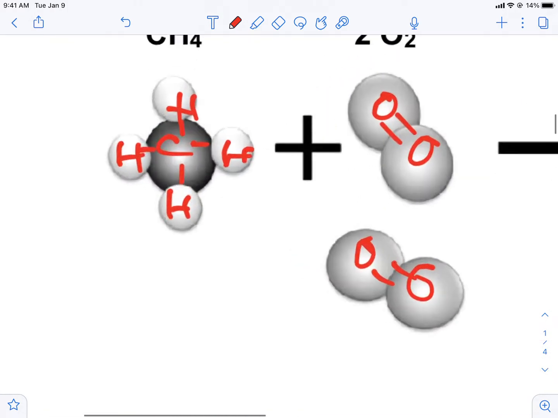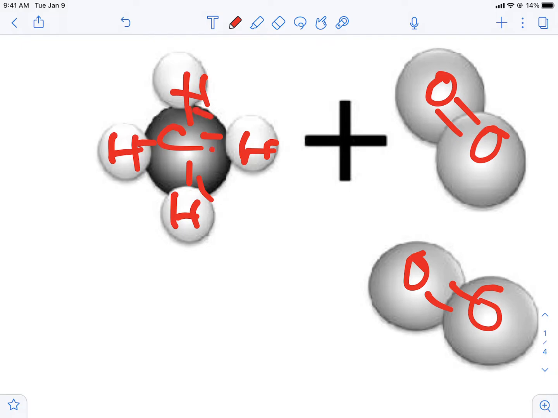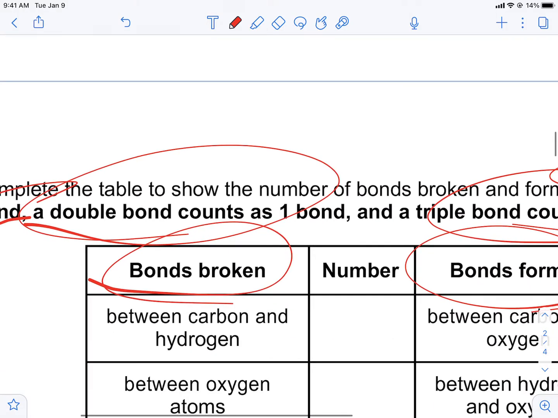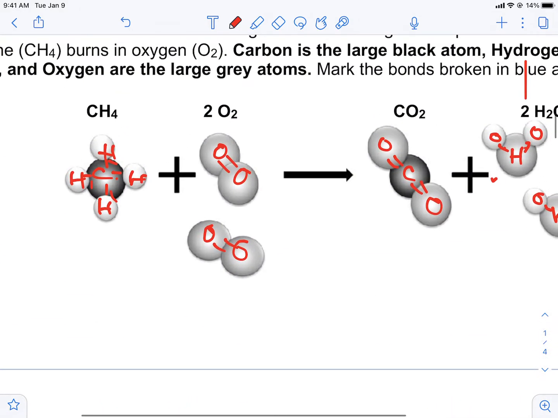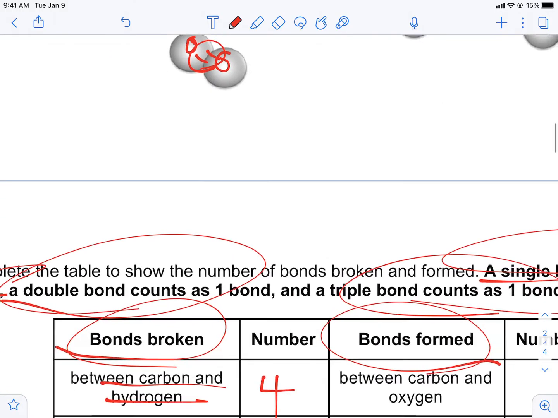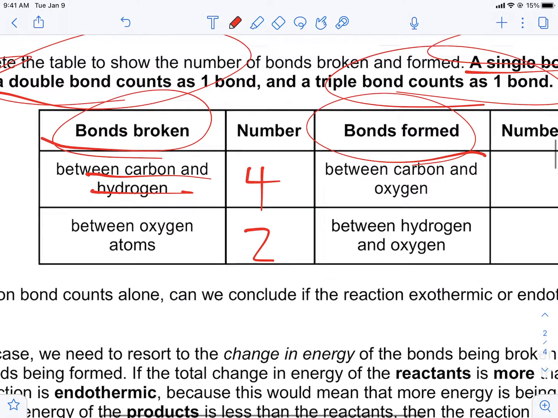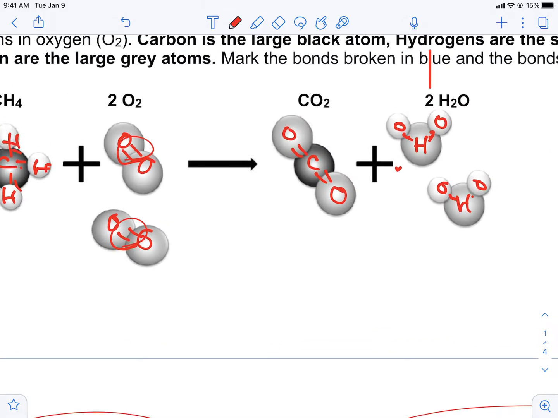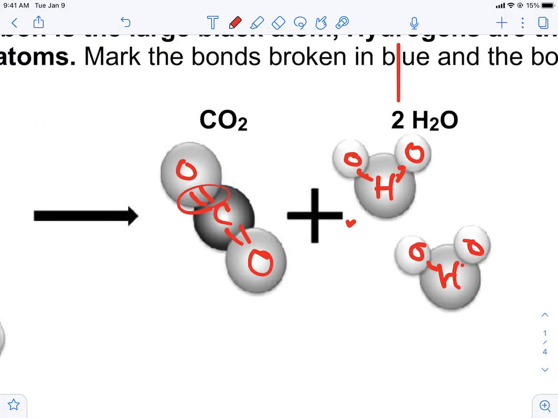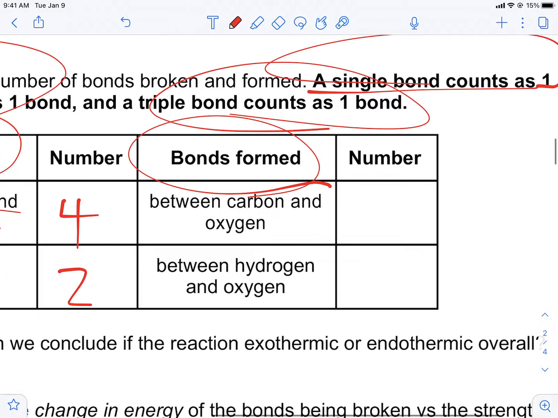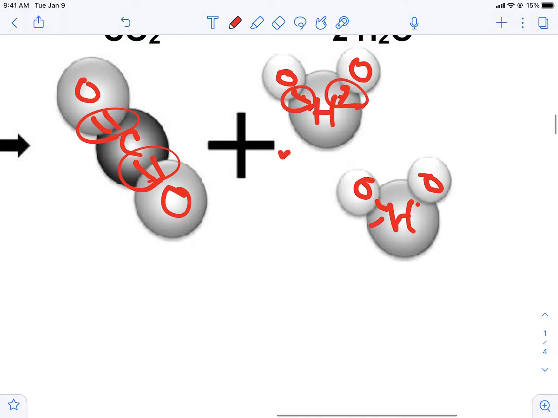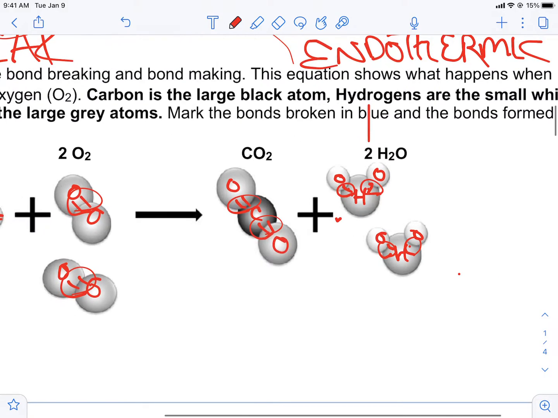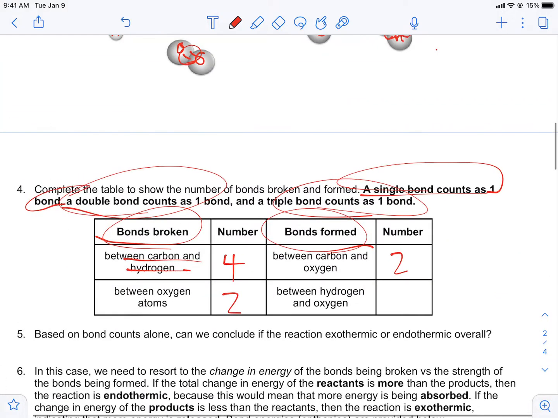So here we go. We've got 1, 2, 3, 4 bonds between carbon and hydrogen. So I put 4 bonds. Then between oxygen atoms, I have 1 bond and 2 bonds. So that would be 2 bonds. Then I come down here and I do the same for the other side of the reaction. So on the product side, I have 1 bond, 2 bonds being formed between carbon and oxygen. So that's 2. And then between water, I have 1, 2, 3, 4 between hydrogen and oxygen in H2O.